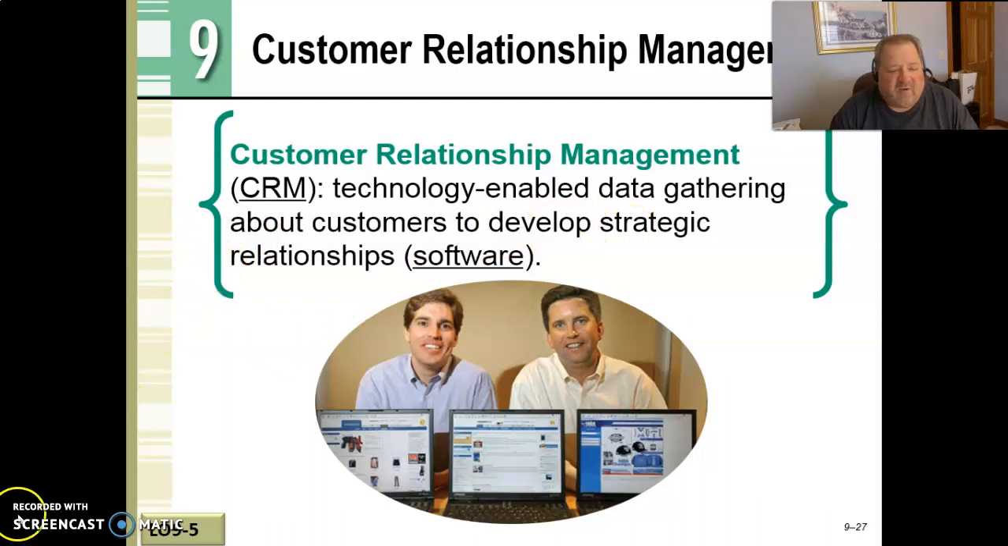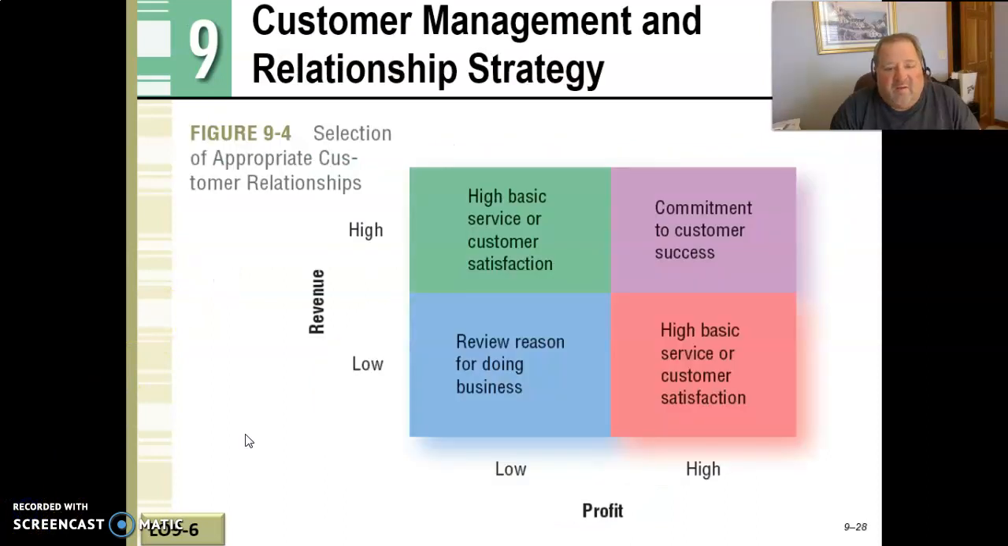To bring this lesson home, we've been talking about 3 levels of customer management: basic service, customer satisfaction, and then customer success. And the question might be, well, why don't we try to shoot for customer success with all of our customers? And the reason is time and money.